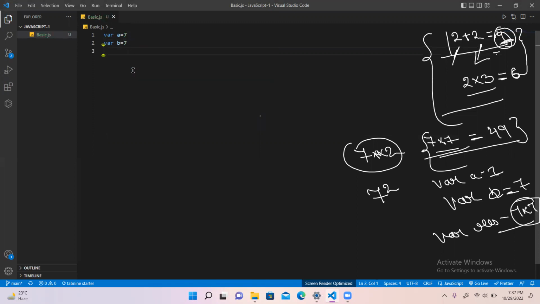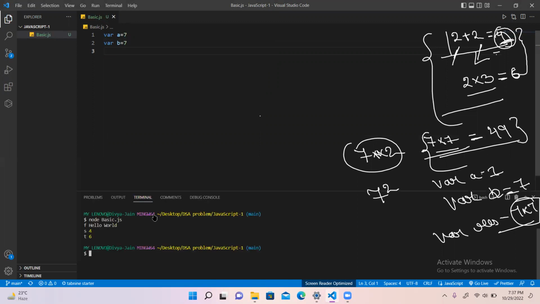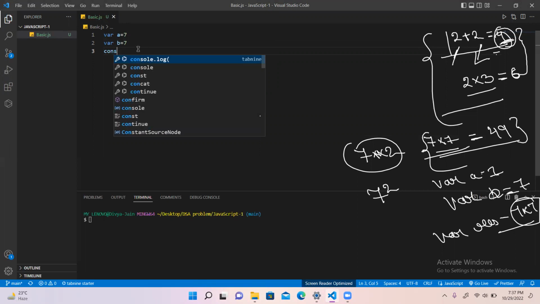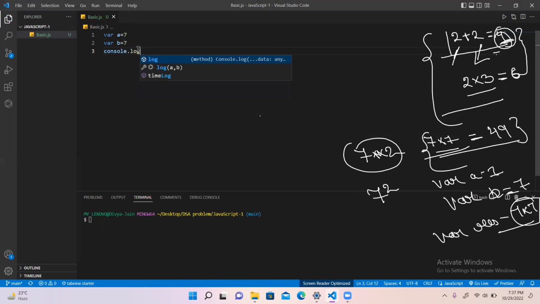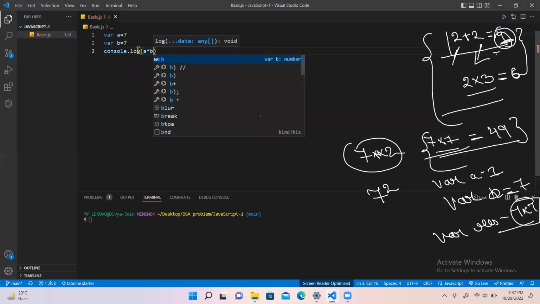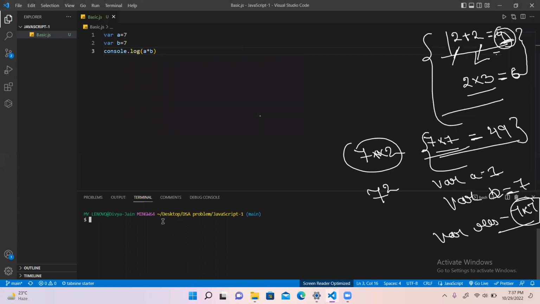Okay. So now you take an example. Yeah. Now you can take the result of that question. Okay. So how to result that? First of all, you clear this. Now you can directly write inside the console.log and you can try this a into b. So also you get the answer. Okay. So now you can write node basic.js. So this is 49.